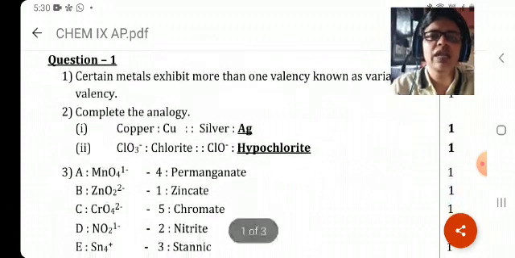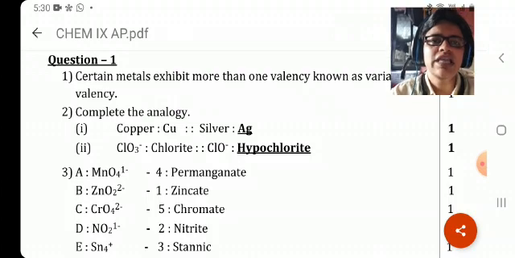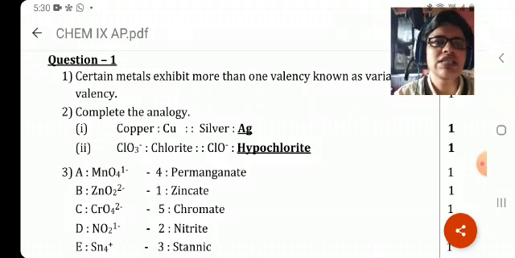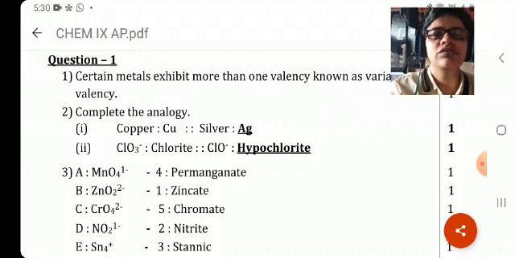Moving further, complete the analogy. Copper is Cu, then what is silver? Of course it is Ag. There is no other answer possible for this. ClO3 is chlorate, then ClO is hypochlorite. Marking scheme is already given on the screen. You follow that.